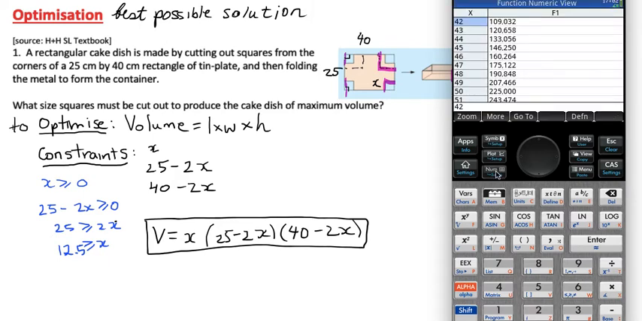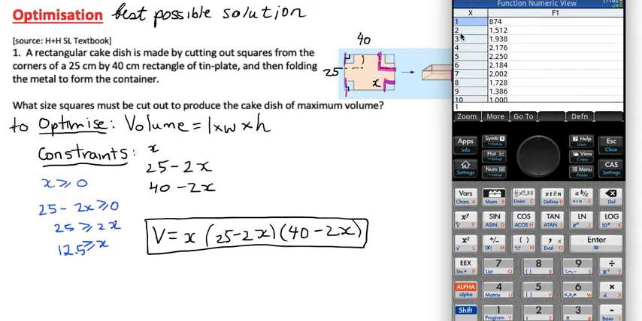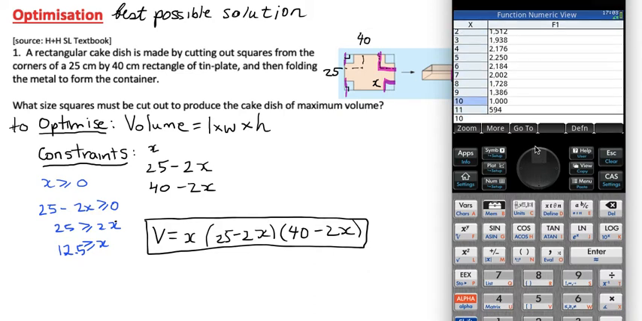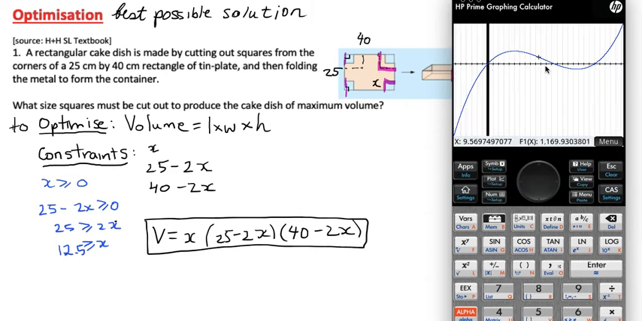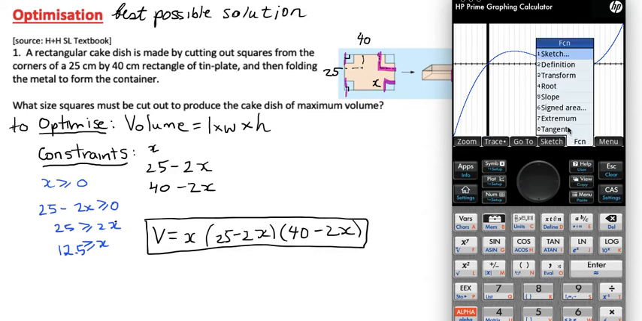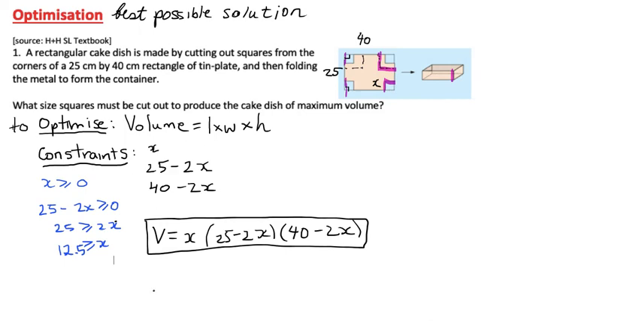I'm just going to go to the table of values. These are all the possible volumes that we can get. Let me start with 1. If I use an x of 1, then my volume would be 874. And somewhere here is the biggest possible result. It's not necessarily an integer, so you have to be careful about just reading the biggest number here. So we can see that the answer will lie somewhere there. If we go to the function and the extremum, we can see that the maximum occurs at 5, 2250.